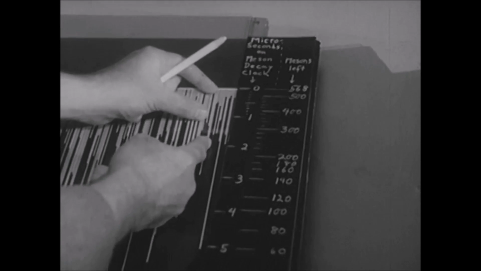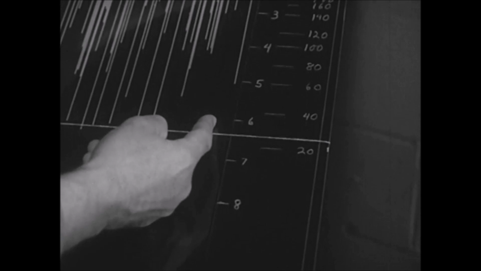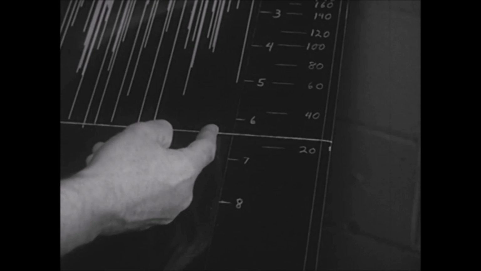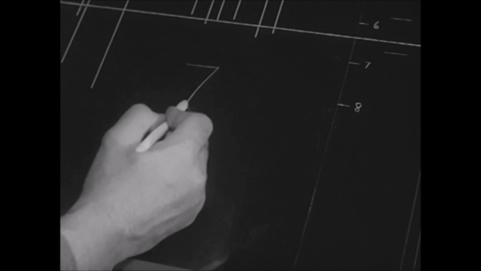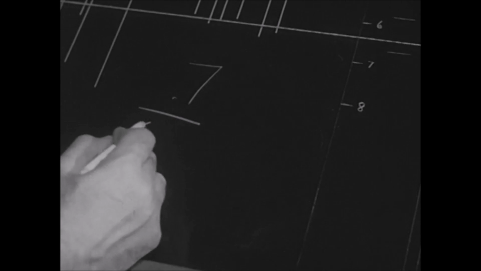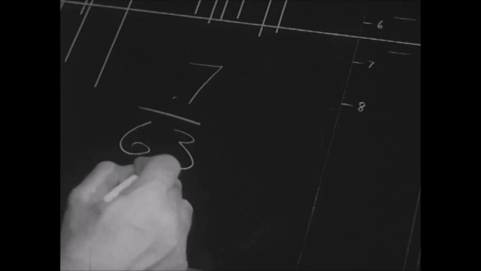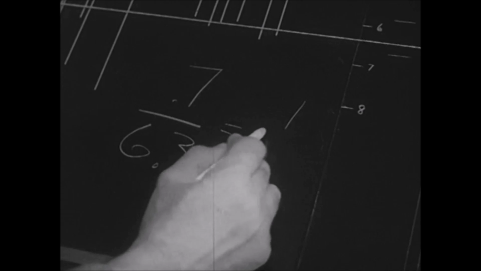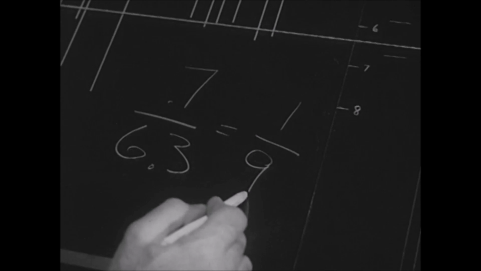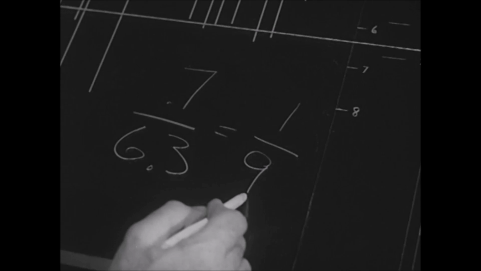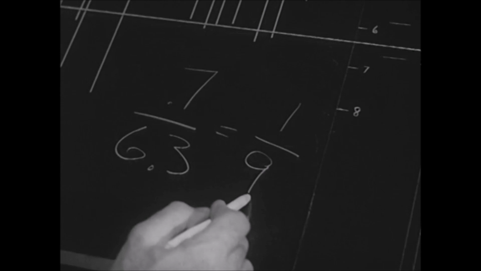divided by 6.3 microseconds flight time as measured on clocks at rest with respect to us. 0.7 divided by 6.3 equals 1/9. These mesons, moving by us at 0.99 the speed of light, keep time at 1/9 the rate they do when they're at rest with respect to us.